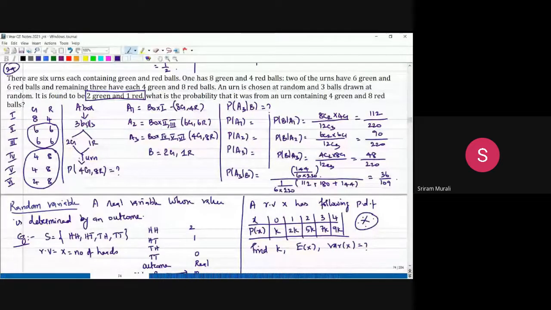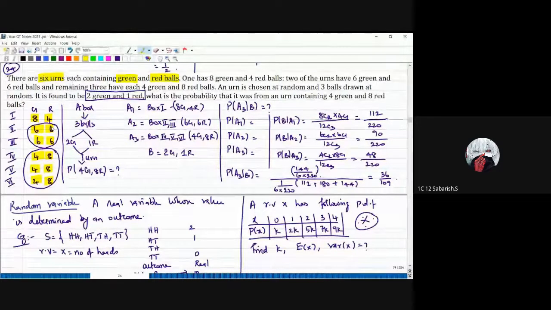There are 6 boxes. Every box consists of green balls and red balls. The first box has got 8 green and 4 red. Two of the urns, box 2 and box 3, have 6 green and 6 red. The 3 remaining boxes have 4 green and 8 red. So that is why I circled it. First, have you understood this?